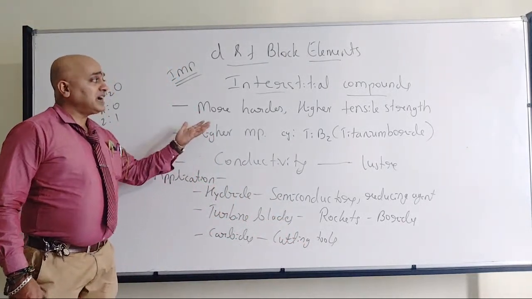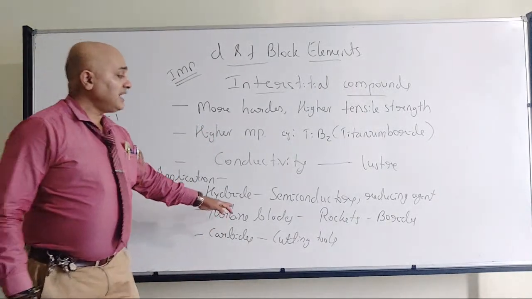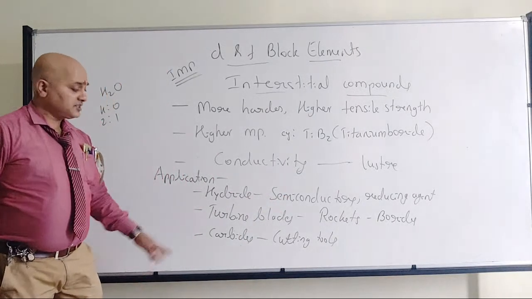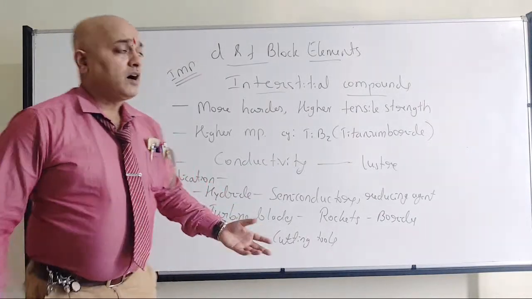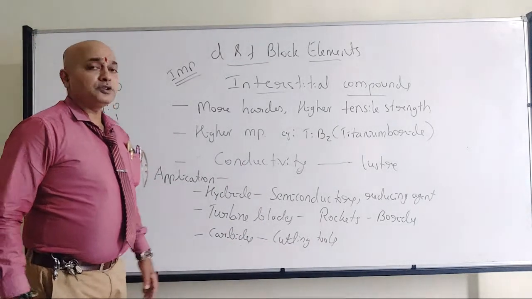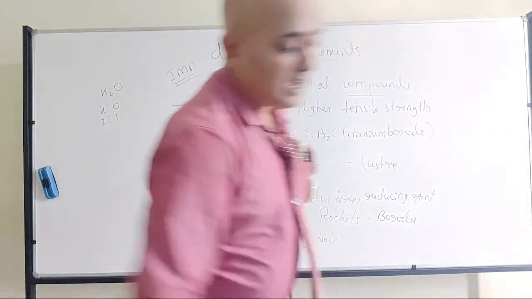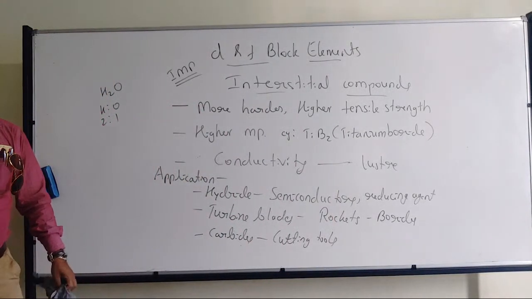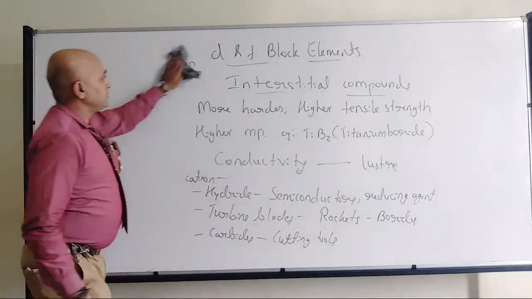Due to those properties, they have huge applications. Hydrides will be used as semiconductors or reducing agents in some reactions. Turbine blades and rocket nozzles will be prepared from some of the borides, and cutting tools will normally be prepared from the carbides. Tungsten carbide and all will be utilized for the cutting tools. So this is with regard to interstitial compounds.